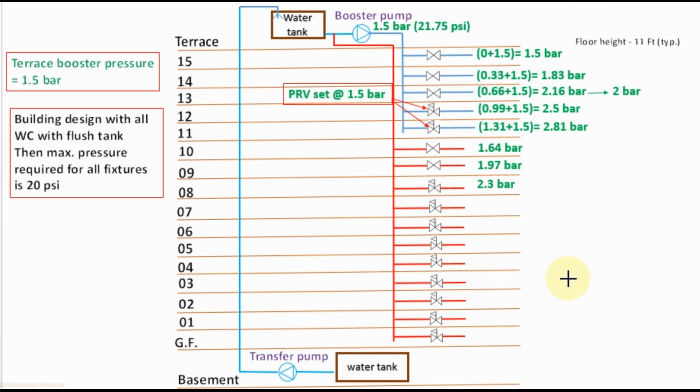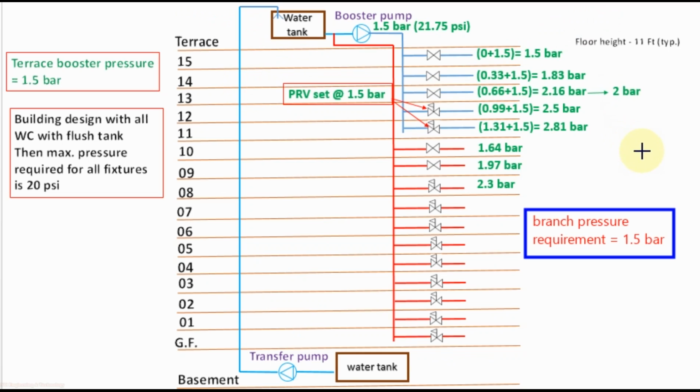It is the riser diagram for a 16-story hotel building. We have the main water tank at the basement, and there is a transfer pump at the basement which transfers water from the main water tank to the water tank at the roof. Then water is distributed to the building from the rooftop water tank. The minimum pressure requirement for all branches is 1.5 bar.